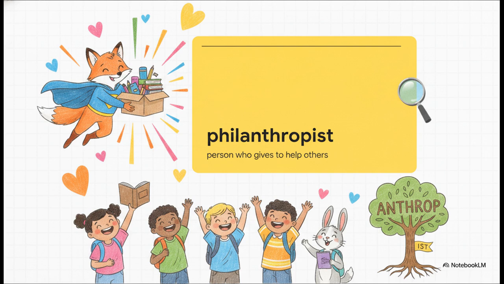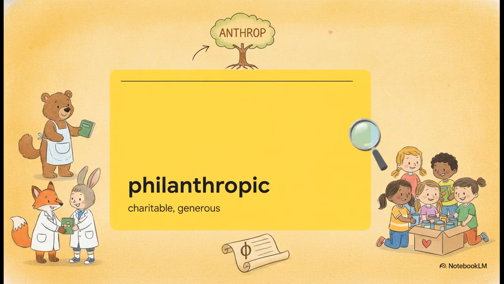Think of a philanthropist as a human helper, like a superhero donor flying into a community to give out school supplies and books. They're literally putting that love of humanity into action. We can also easily convert this into an adjective, philanthropic, by simply swapping the -ist suffix for -ic, which, remember, means having the quality of.